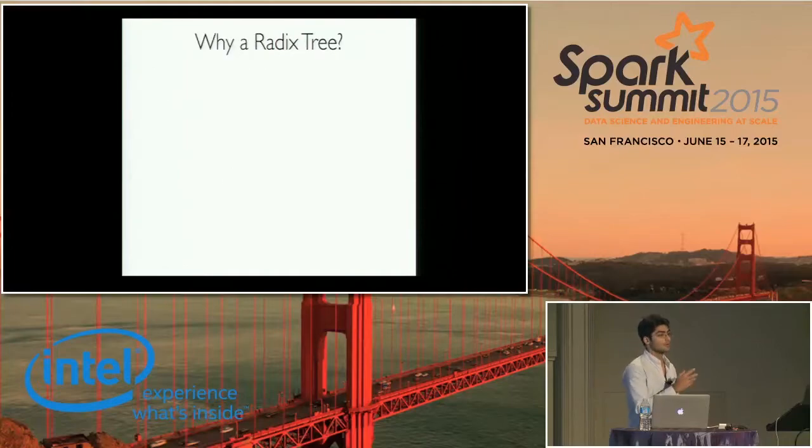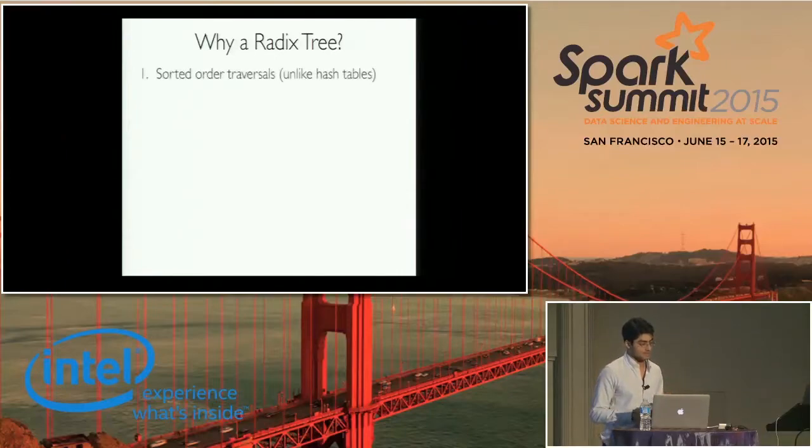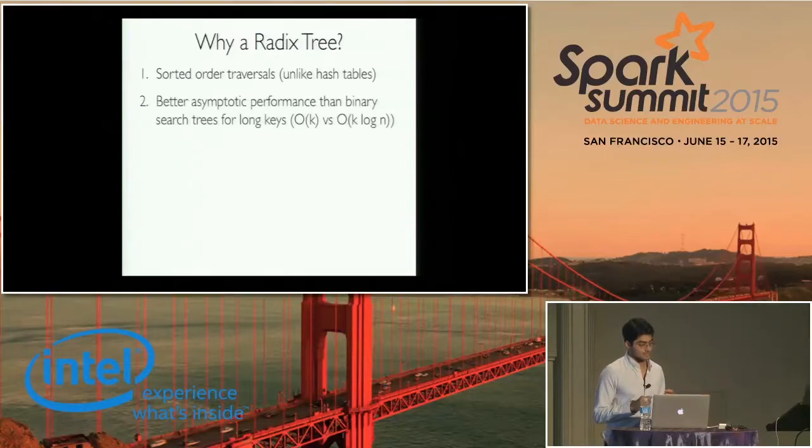Now you might wonder why use a radix tree instead of, say, a hash table or a B tree, which is kind of a binary search tree. The answer is that there are several reasons. One, unlike hash tables, radix trees store their keys in sorted order, so that enables range scans using in-order traversal. Also, compared to binary search trees or B trees, radix trees have superior asymptotic performance by taking advantage of the key structure.